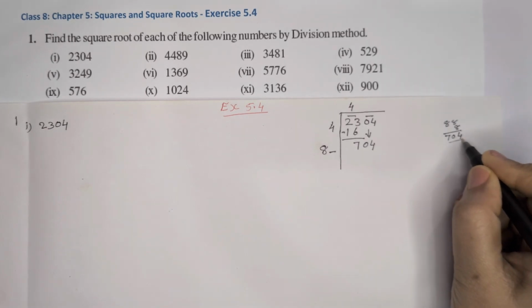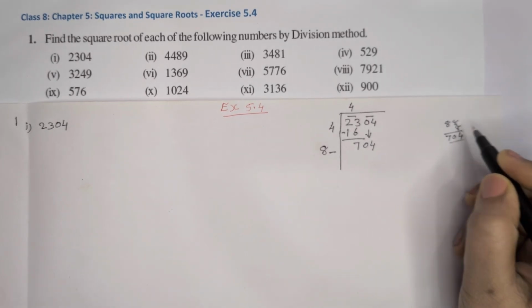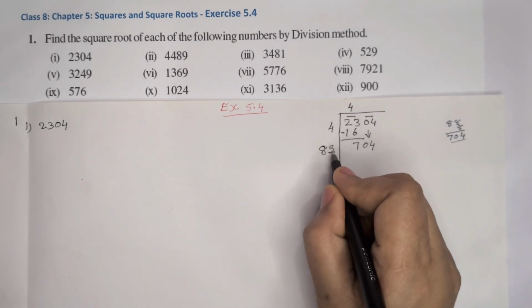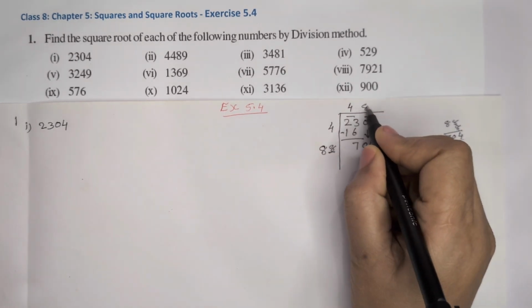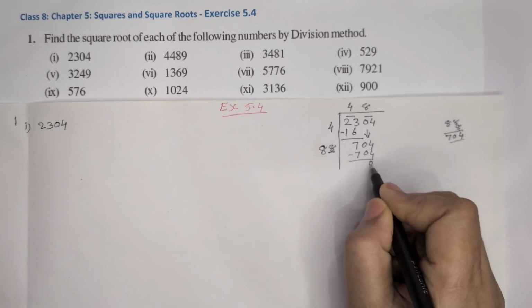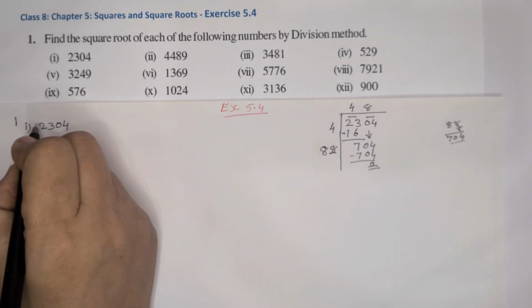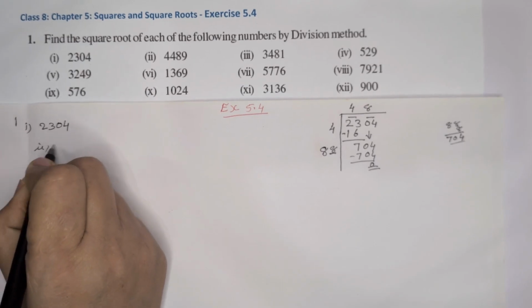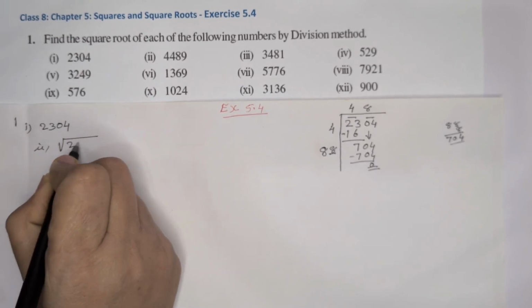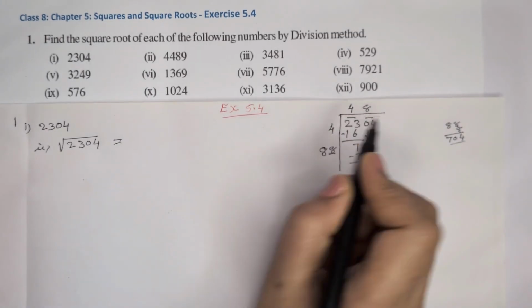So 704 again. Whichever digit you are taking, multiply with the same digit. So it will come here 8 and also on top 8. 704, remainder 0. So we can write here the square root of 2304 is equal to this number, 48.